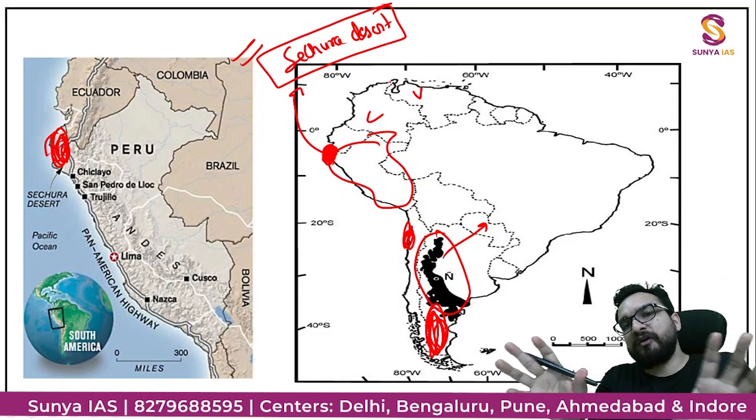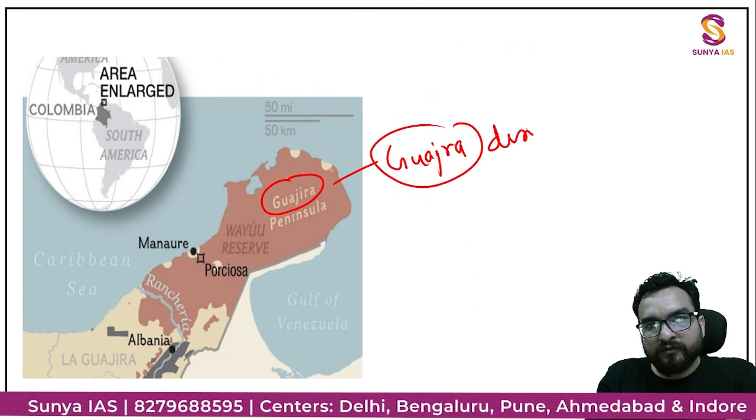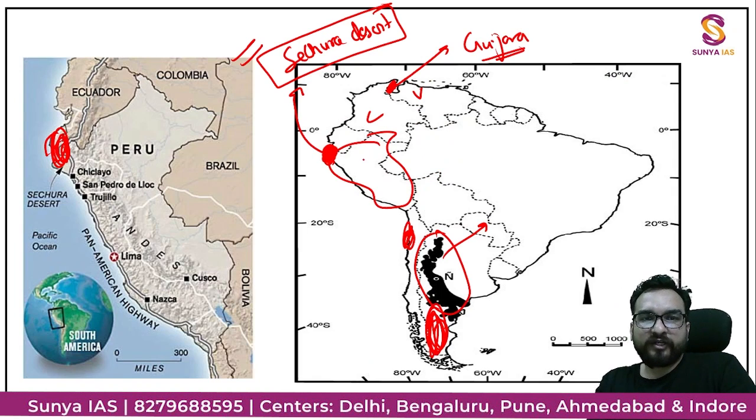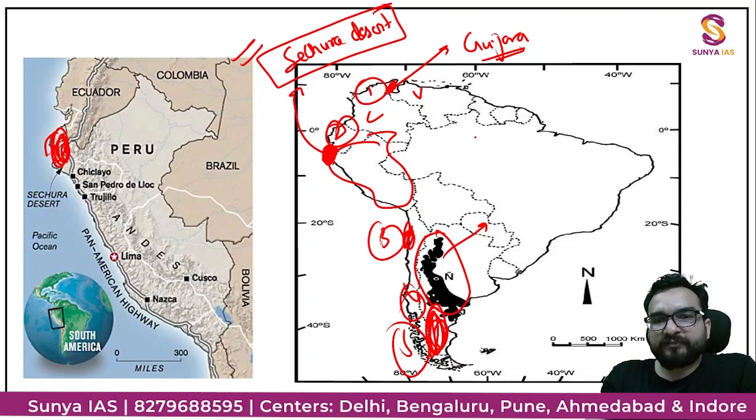Now you should be comfortable with the countries. So you just see this particular area. This is your Guajira desert. 5 deserts you try to understand. 1, 2, 3, 4, 5. Right, guys? So these are your deserts, guys. So let us do this. Deserts have been done, grasslands have been done, lakes have been done.